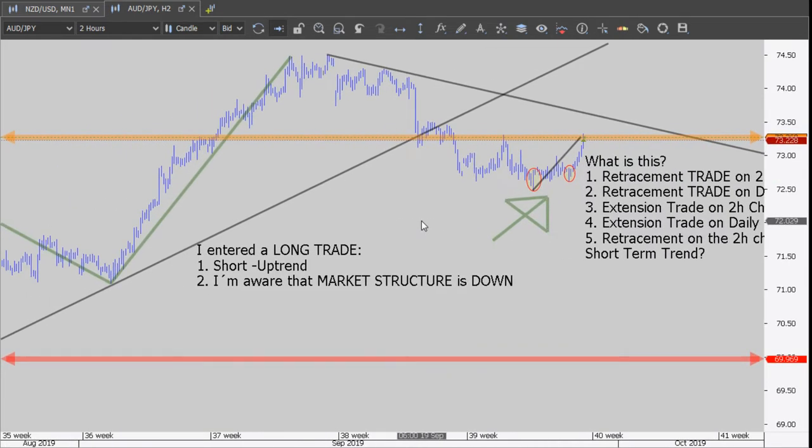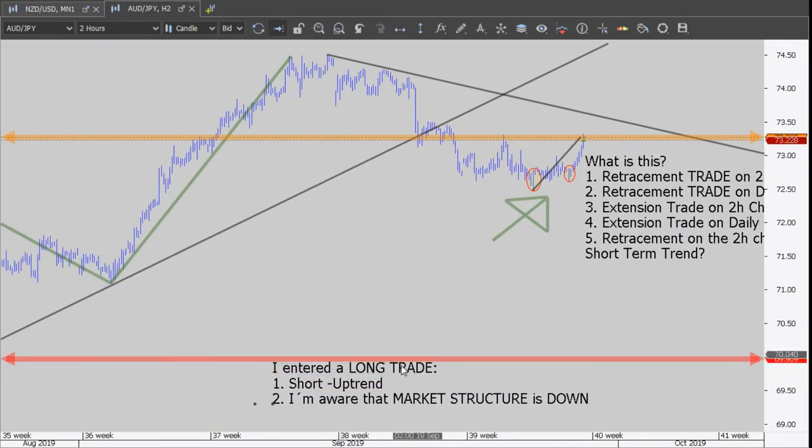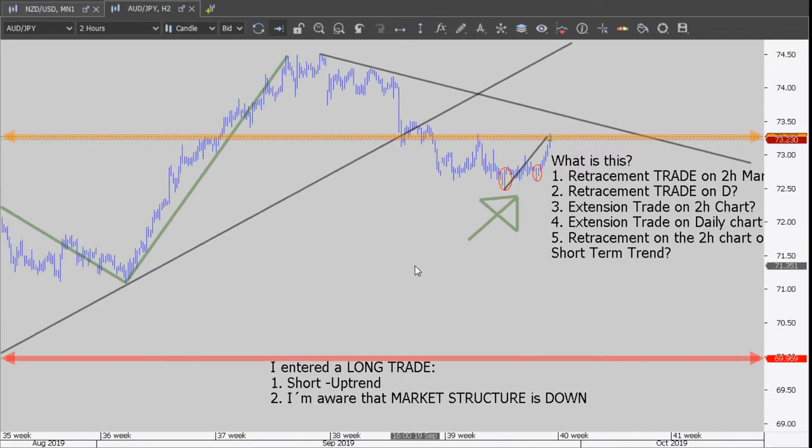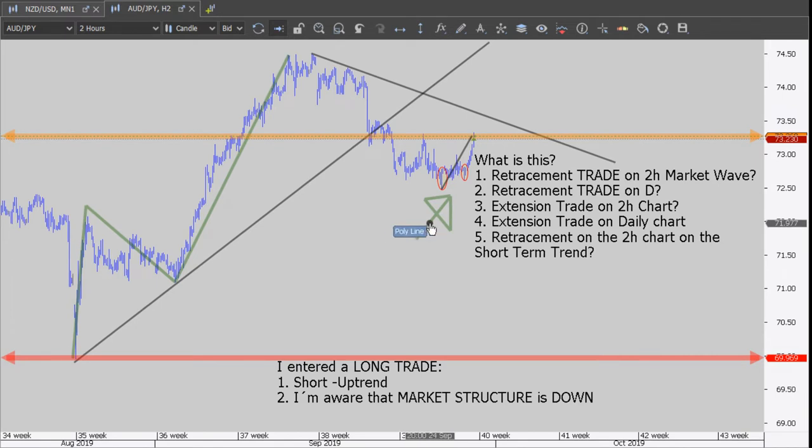Okay, great answer, Miguel. Anybody else? Silas, Victor, Max, Eddington, Ilmat? Anybody else? What is this? Is it a retracement trade on the 2-hour market wave? Miguel is saying yes, this is a retracement trade on the 2-hour market wave. What do you think, anybody?